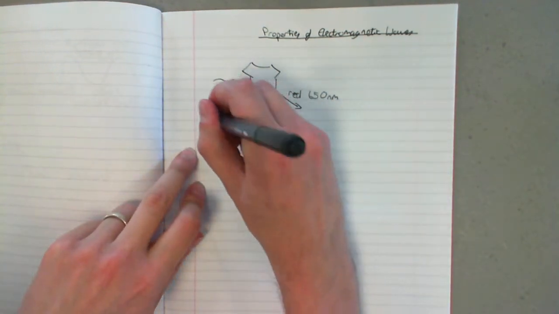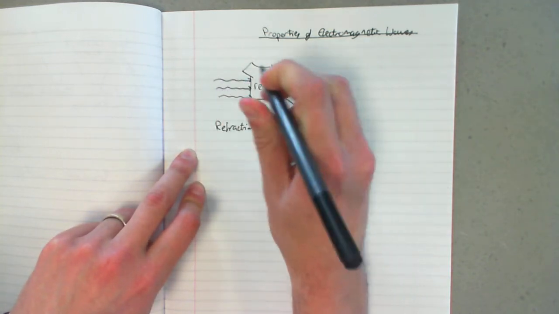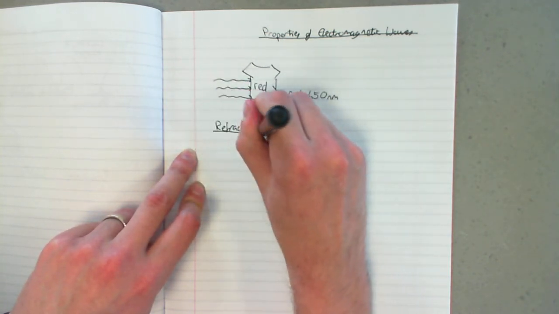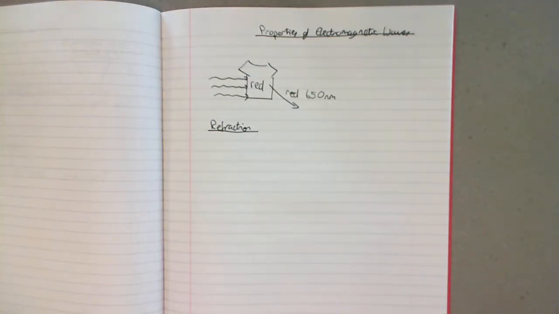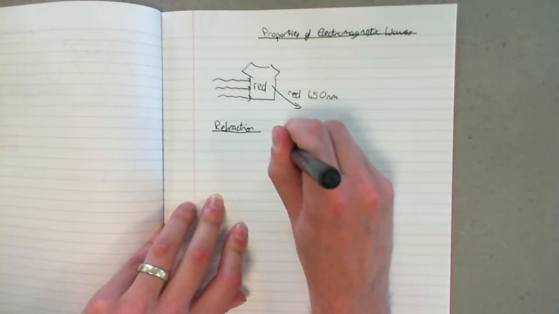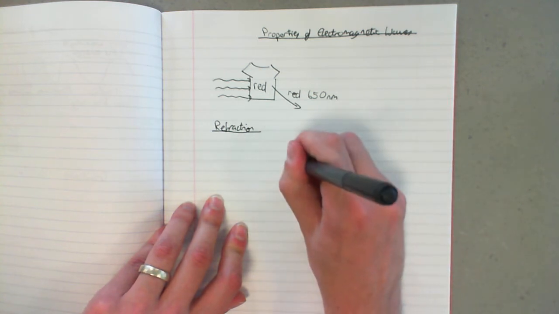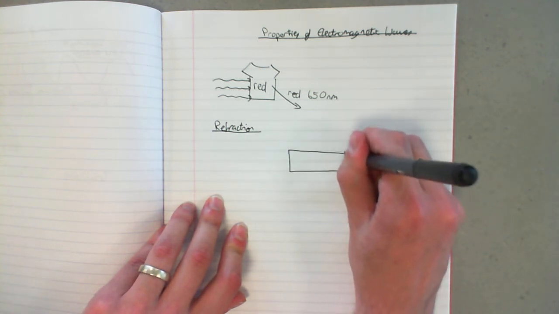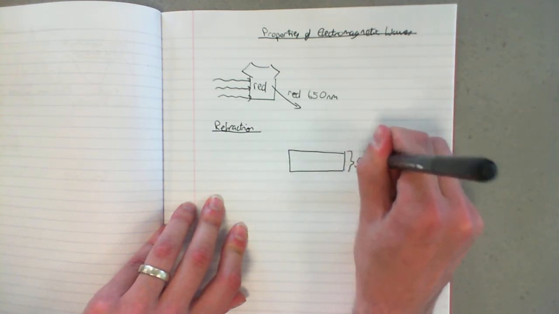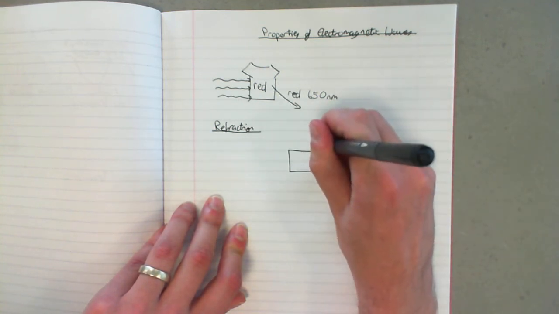We've got another phenomenon called refraction. And refraction is where waves speed up or slow down, and because they speed up or slow down, they change direction. So let's think about light going through the air into a glass block. So here I've drawn a glass block. I'm going to draw a normal.